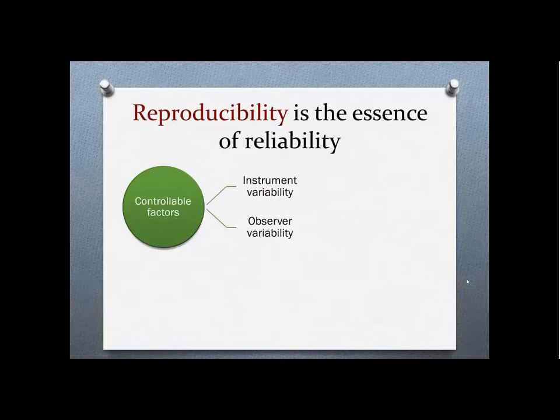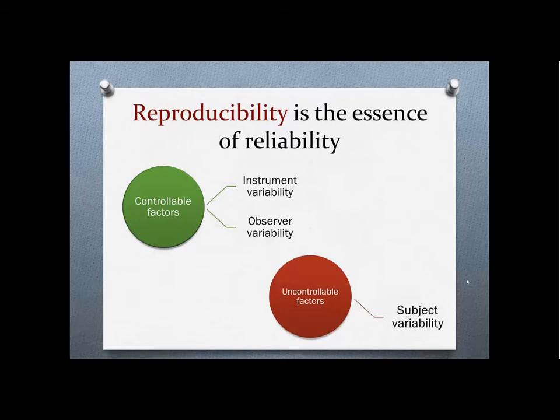So for instance, when we think about reliability, there are controllable factors. To what extent does somebody look at my instrument and use it the same way that somebody else does? That's instrument variability. There's also observer variability. So if I'm using a checklist for an OSCE or to grade a simulation, to what extent will Dr. X use it the same way that Dr. Y did? Those are sources of variability that you can control by making an instrument as clear and as specific as possible. There are, however, uncontrollable factors in reliability.